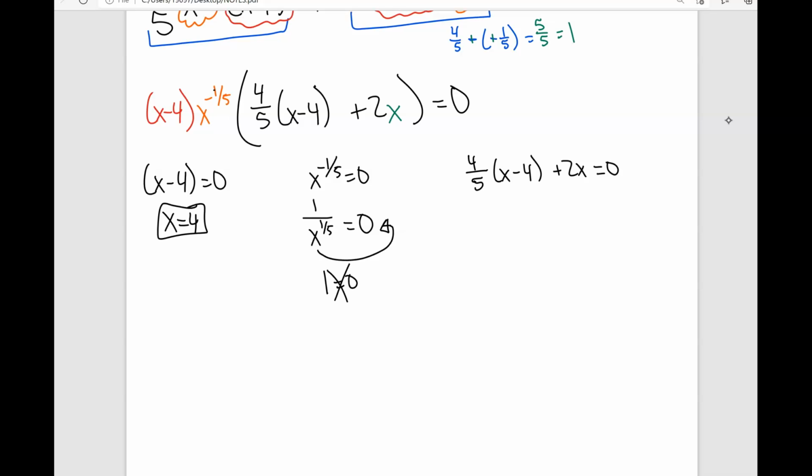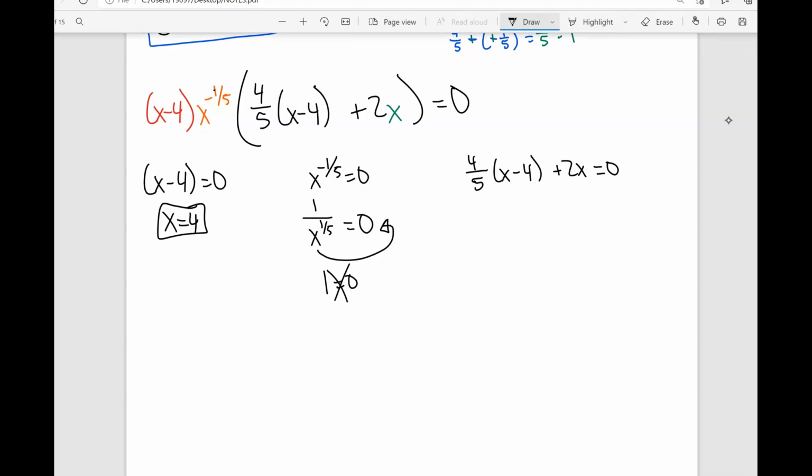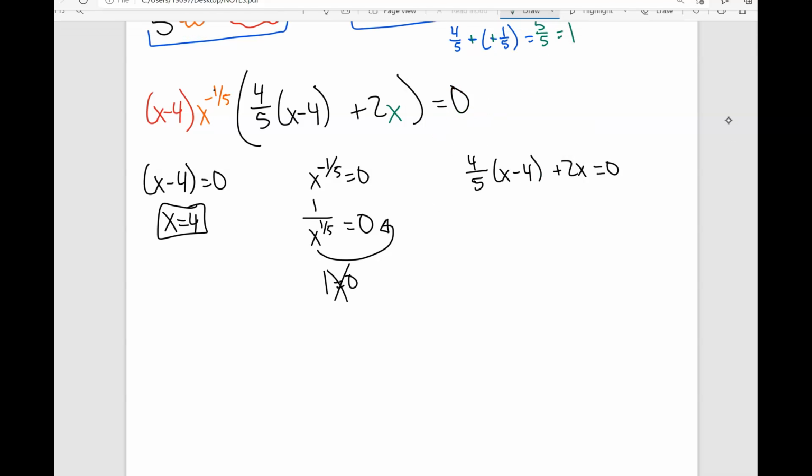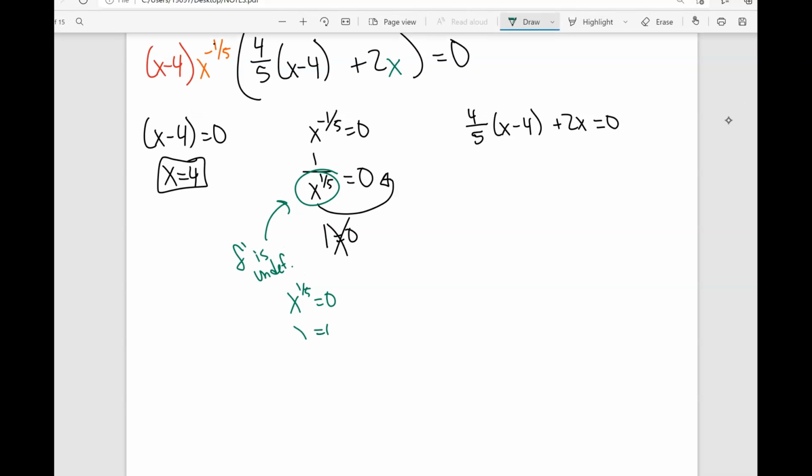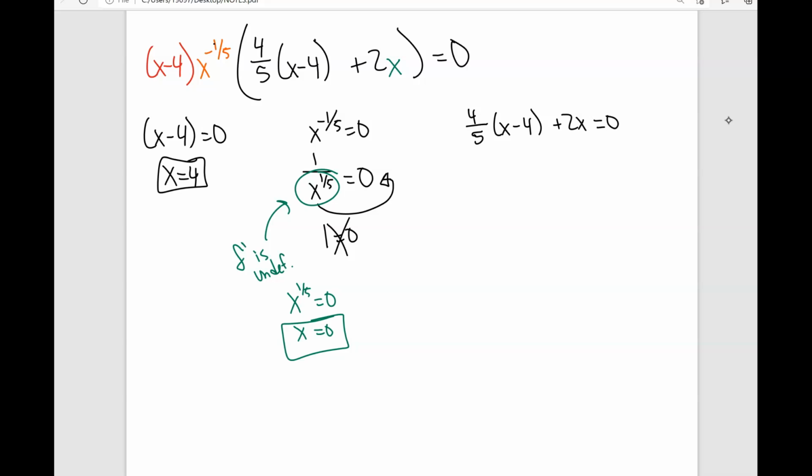But notice, isn't the derivative undefined here? Take a look at this: F prime is undefined here. So this one cannot be equal to 0. So I'm going to have x to the 1/5 equal to 0, and that's going to give me x equals 0. So that's my solution for that one. This is where it was undefined.